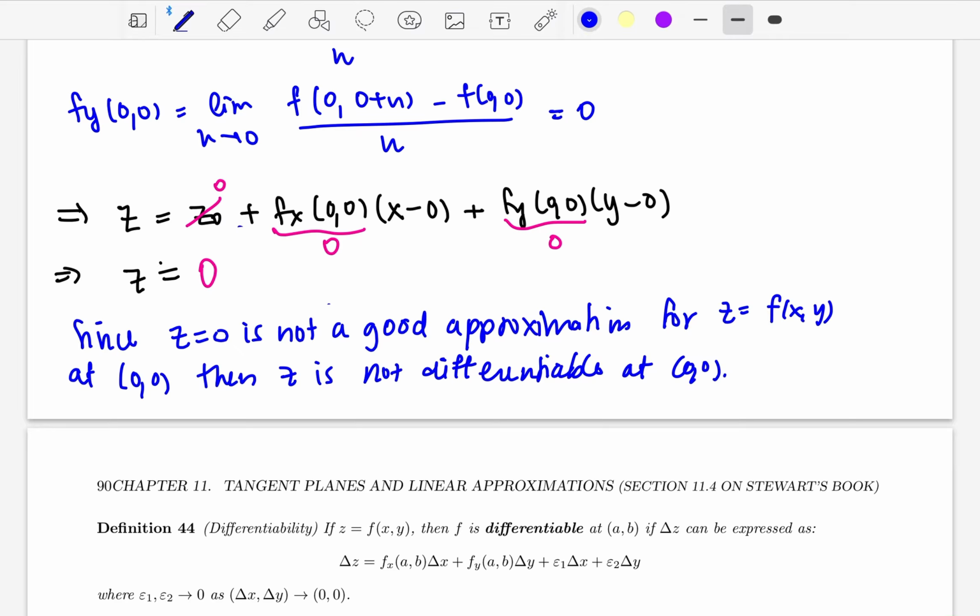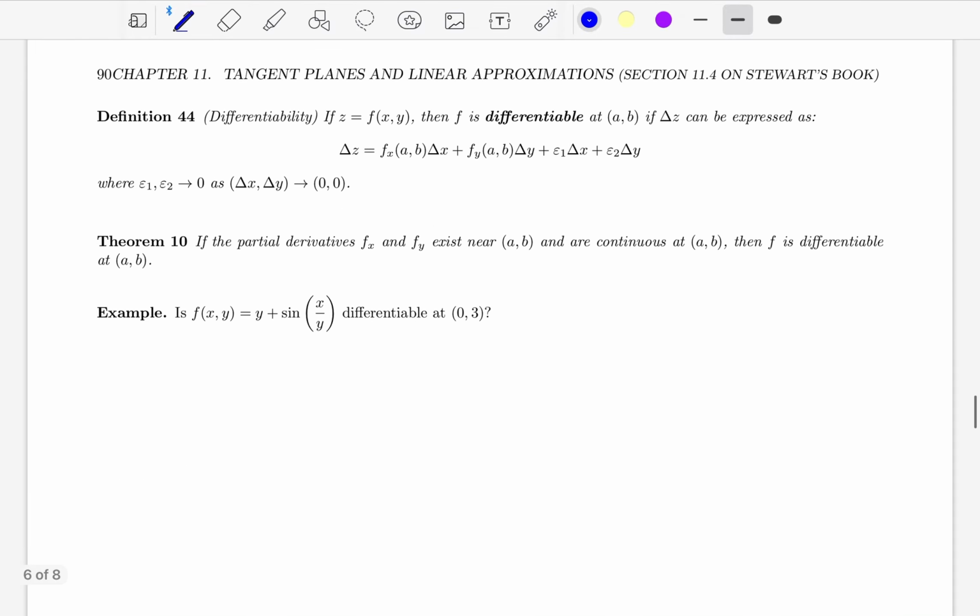Now let me give you the actual definition of differentiability. I'm going to let you look at this for a second. It has a lot of symbols. This says if z is equal to f of x, y, then f is differentiable at a, b if delta z, which means the change in z, can be expressed as delta z equal to the partial with respect to x times a change in x, plus the partial with respect to y times delta y, plus some epsilons, where both of the epsilons go to 0 as the changes in x and y go to 0.